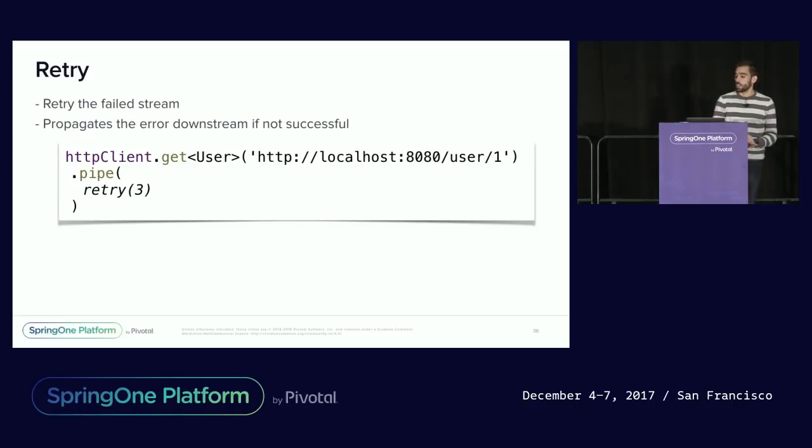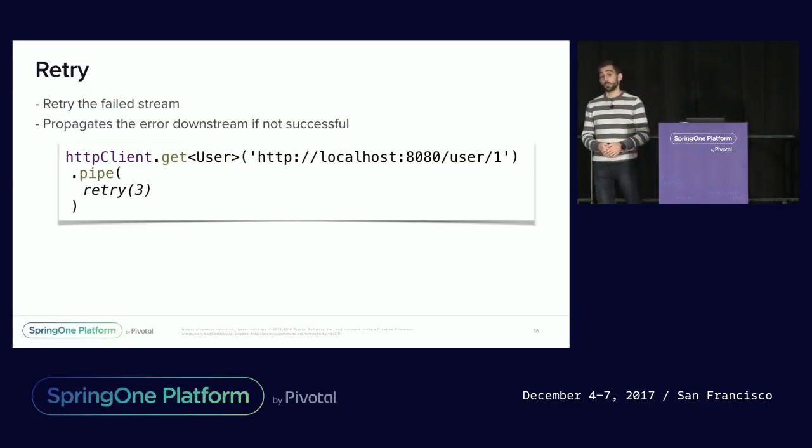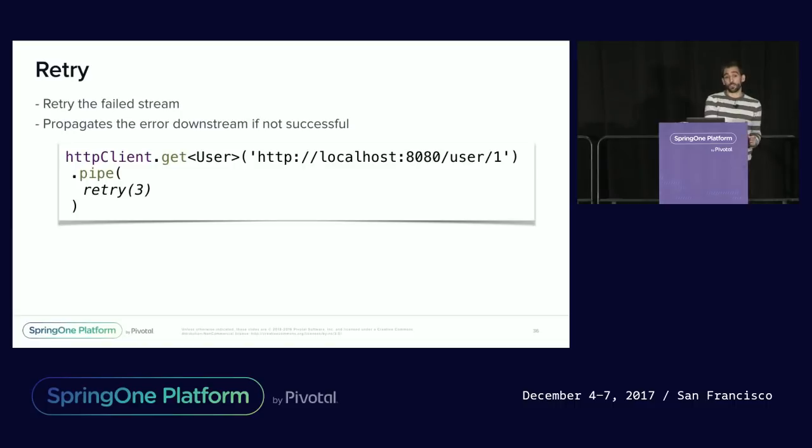RxJS also has a retry method, which basically allows you to retry a failed stream. So instead of just throwing an error, you can retry. This is specifically useful for the HTTP client, because maybe you're on your mobile, going through a tunnel, or you don't have network for a period of time, and you may want to retry the operation before failing. So you can use retry and define how many times you want to retry.